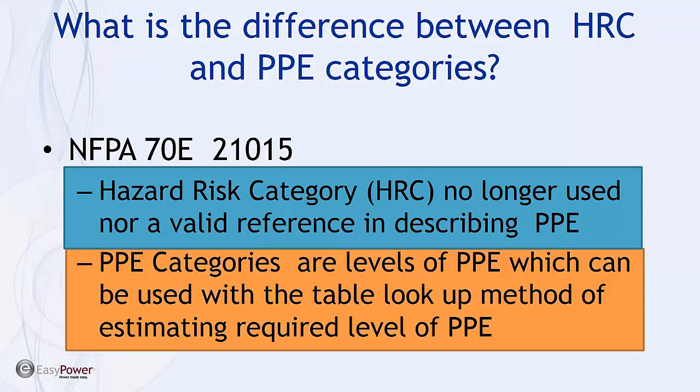PPE categories are the levels of personal protective equipment which can be used with the table lookup method of estimating the required level of PPE. So just a side note, when it comes to labeling, if you have calculated incident energy density, neither of these terms should appear on the label.